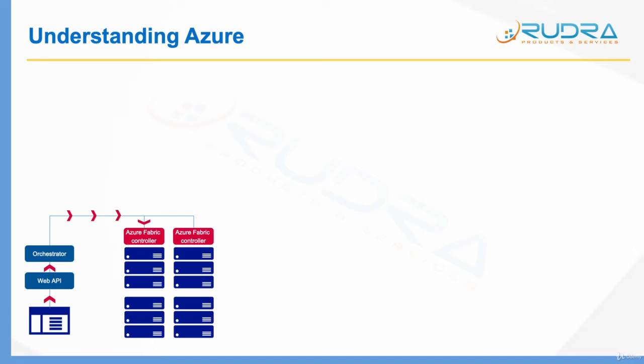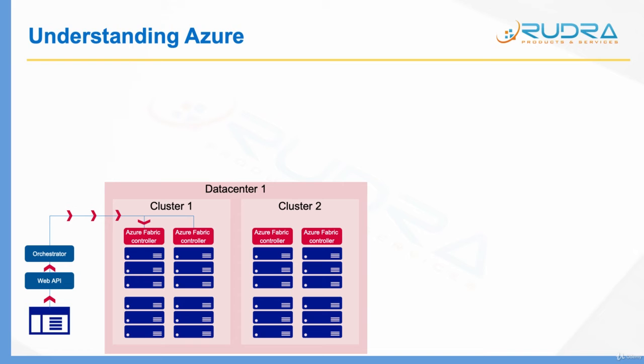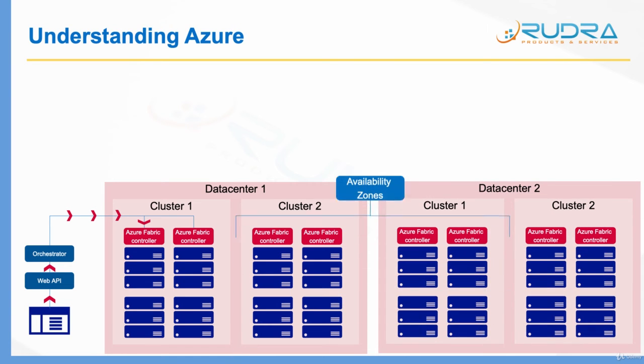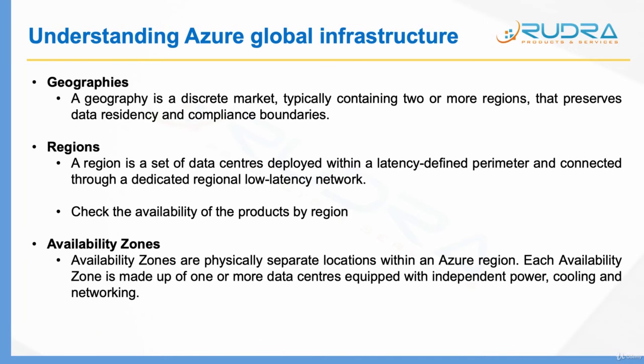And several racks like this will become a cluster and you can have multiple clusters within a data center, and you can have multiple data centers within an availability zone, and you can have multiple availability zones within a region, and you can have multiple regions within a geography. So that is how everything is set up within Azure. Okay. Just let me take you through a bit more on the terminology.